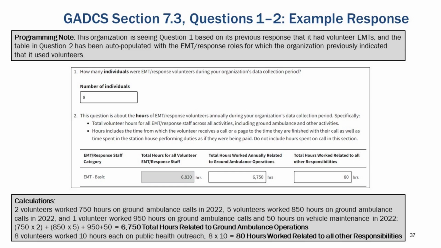Note that the 50 hours one volunteer spent on ground ambulance vehicle maintenance are considered related to ground ambulance operations, but that the 80 hours spent by volunteers on public health outreach are considered related to all other responsibilities. Across the 8 volunteers, the total number of hours worked is 6,830, which auto-populates by summing the 2 columns to its right.